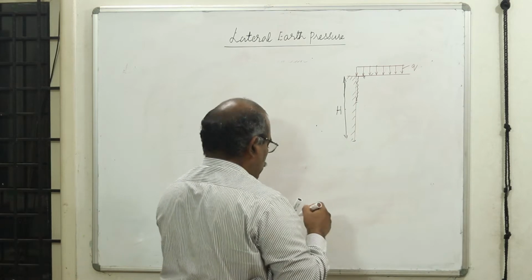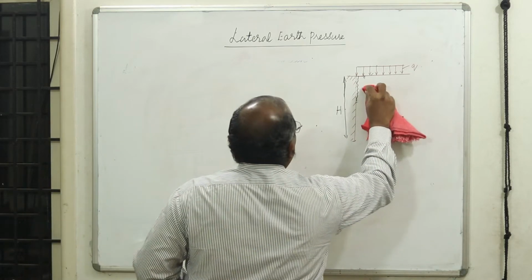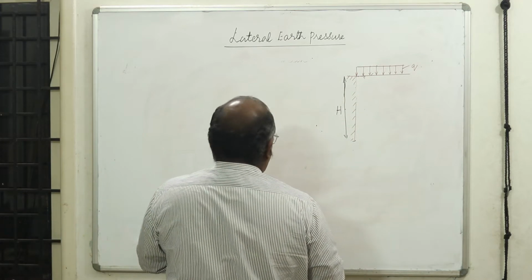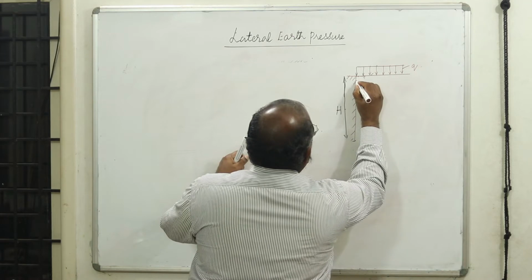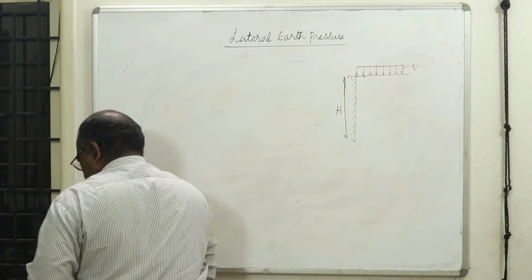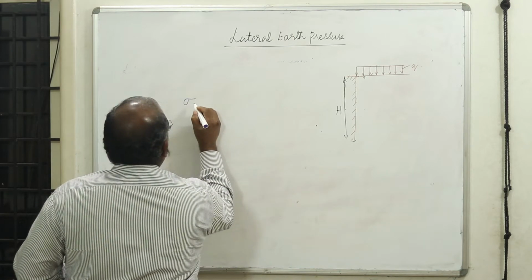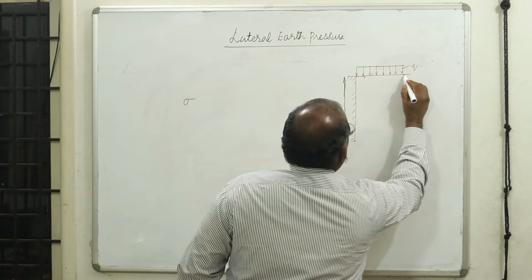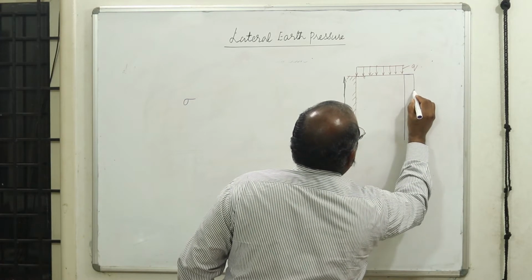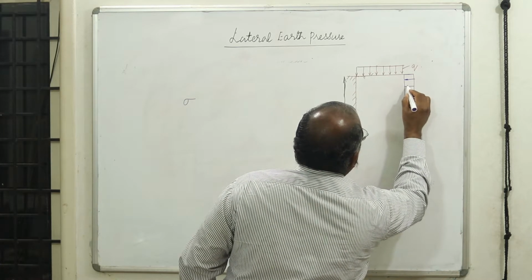Now if I have this kind of a problem, how to draw the pressure distribution diagram? The pressure distribution diagram will be difficult because it depends upon the intensity of the pressure, which is q. Now we will try to write the expression. The expression for the constant pressure, this is the constant pressure.